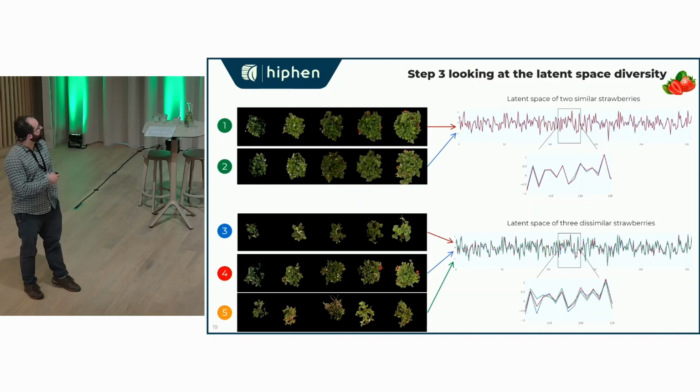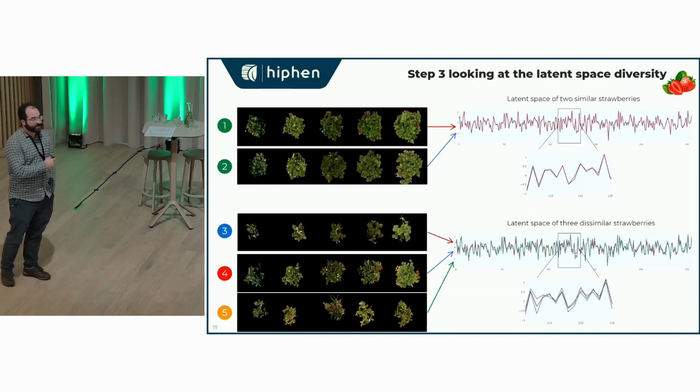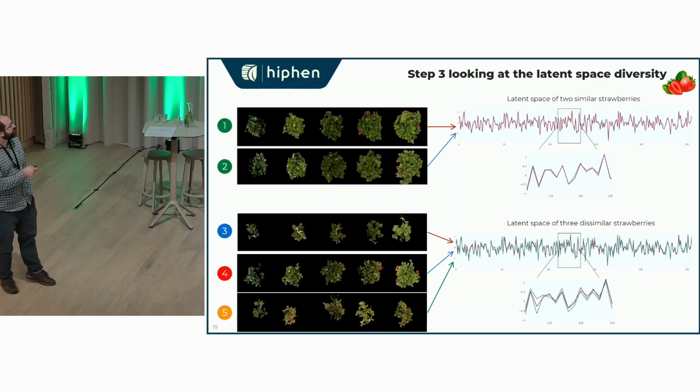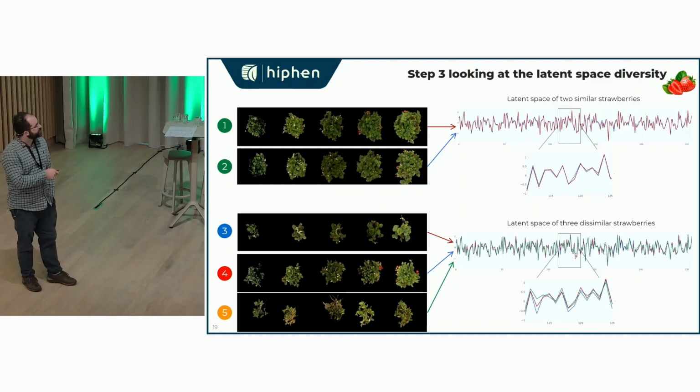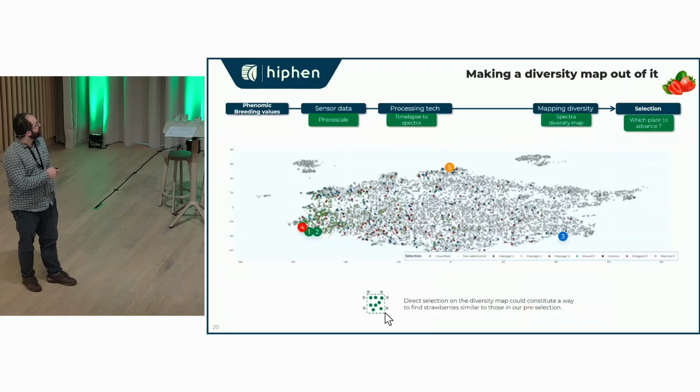And what we're doing now is the same thing. We're extracting the latent space of the time series of those plants. So here you can see two plants that are very similar, and you can see that the latent space is quite similar. So it's a bigger spectrum, but it looks like that. And here you can see some time series that are very different, where you can see that the latent space is quite dissimilar. And we can then put them into a diversity map.